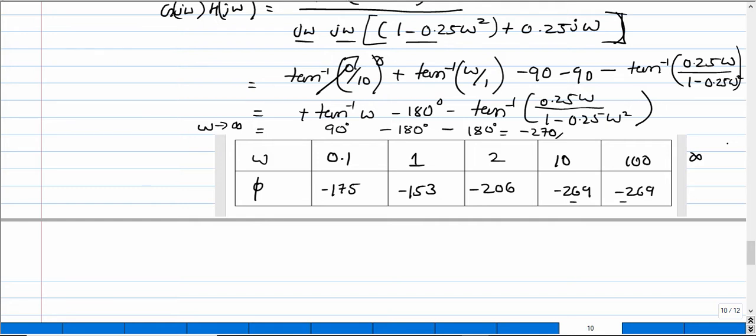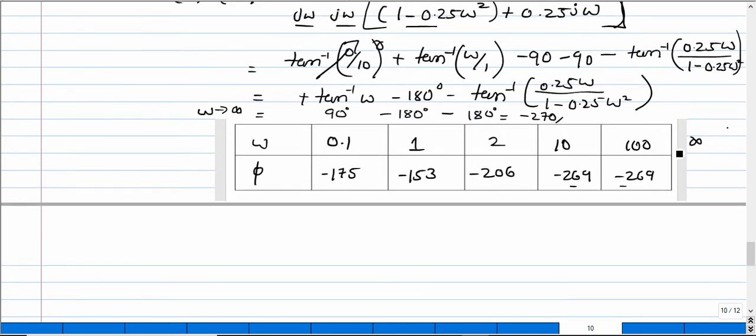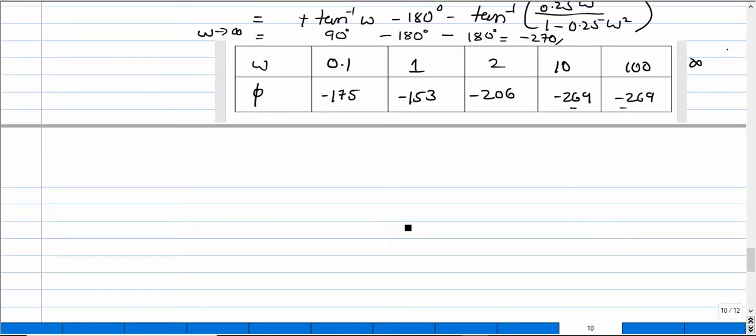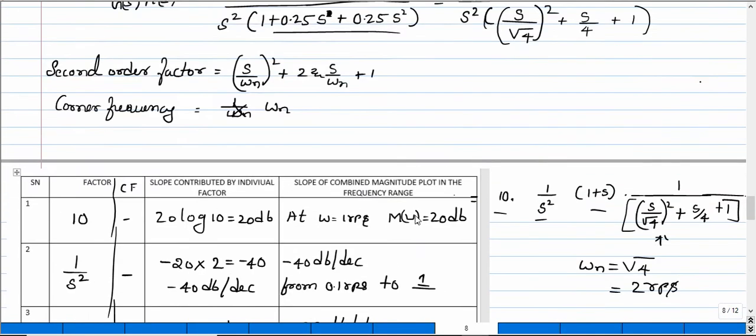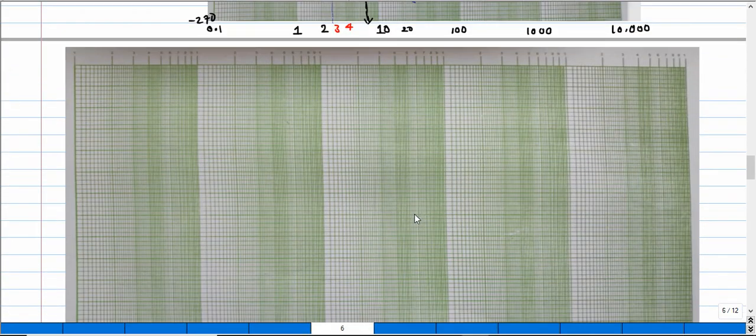So minus 270 is the maximum value that we are going to get. That is the reason even if you substitute 1000, you may get 269 point something. It may not cross minus 270. I hope that is clear. So that is how we understand, and based on this, we shall plot the graph.